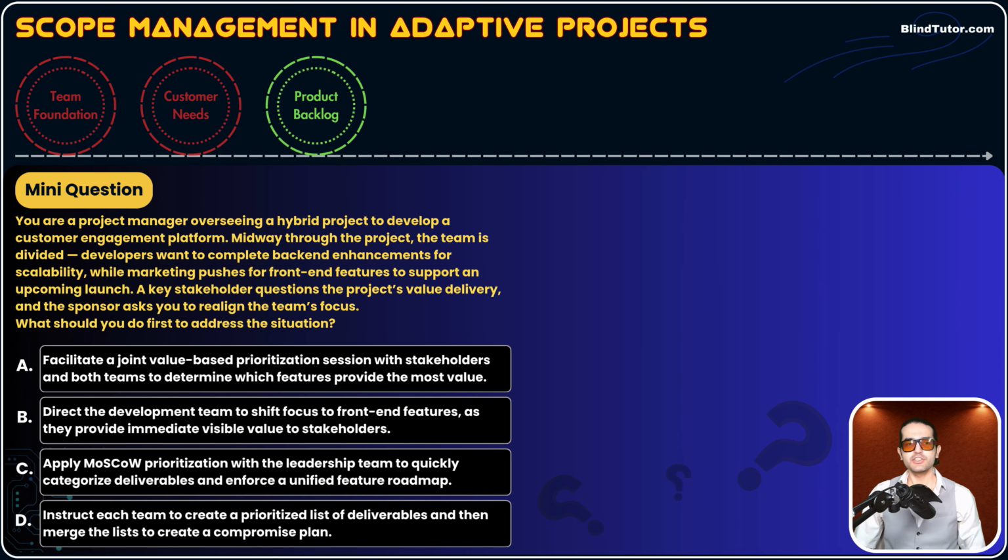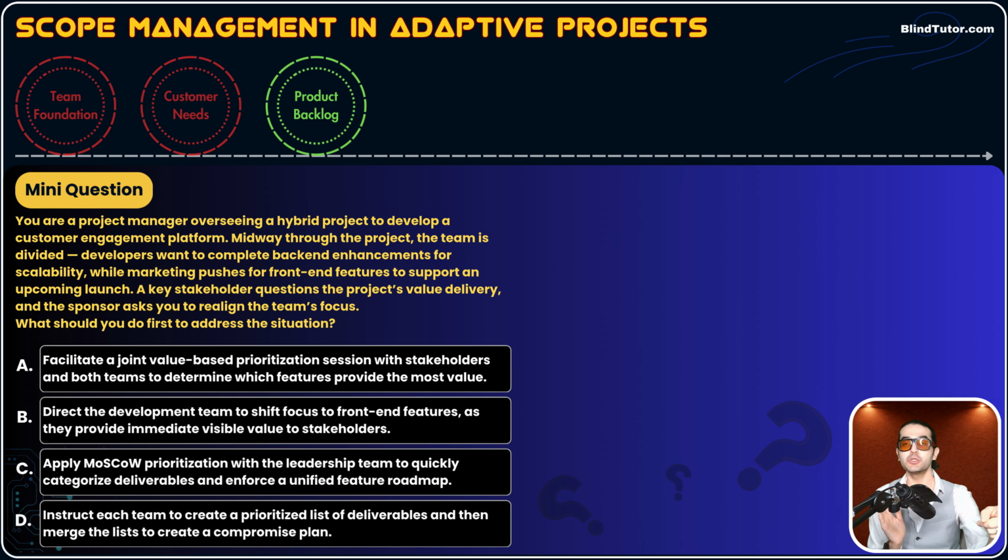Option C suggests applying MoSCoW prioritization. So far, very good. MoSCoW is one of the prioritization methods. Cool. With the leadership team to quickly categorize deliverables, and enforce a unified feature roadmap. So two problems, guys. Problem number one, it gets the input only from leadership. What about the development team? It just focuses on one small portion of stakeholders, not everyone.